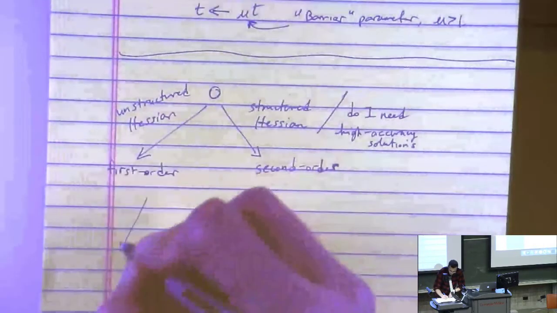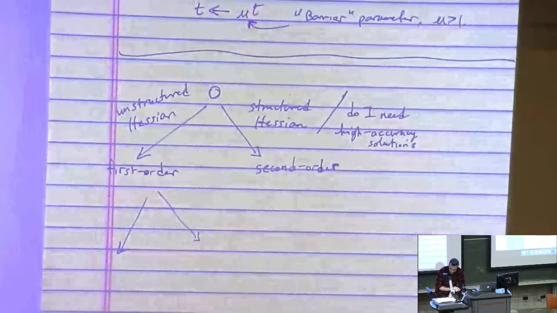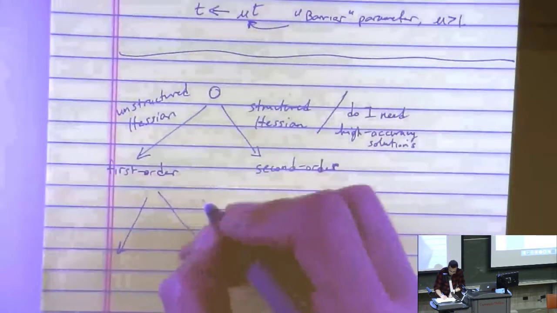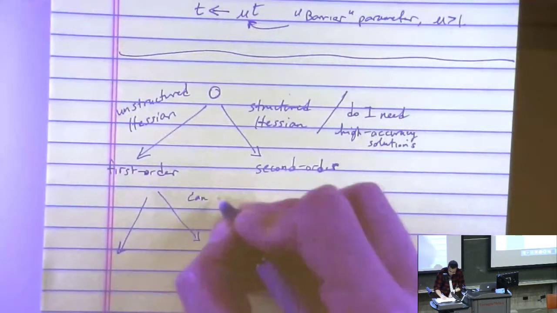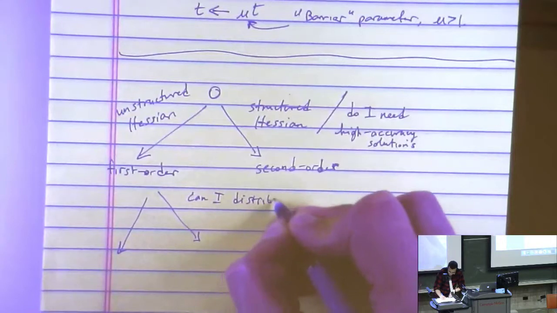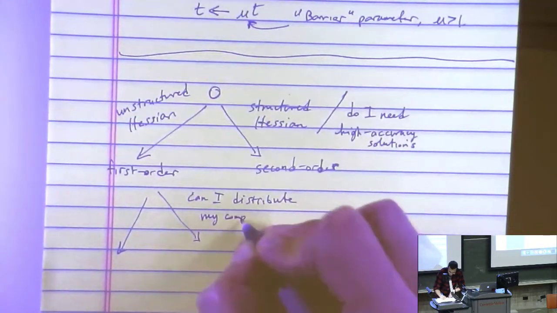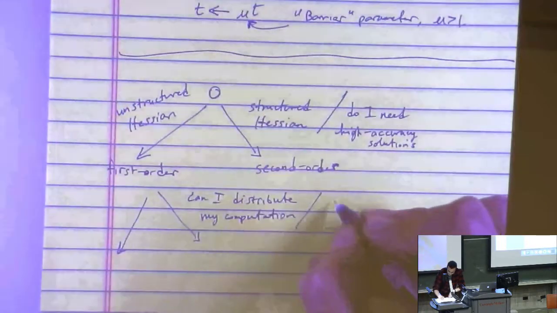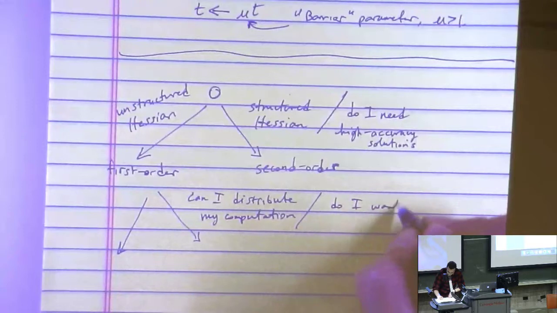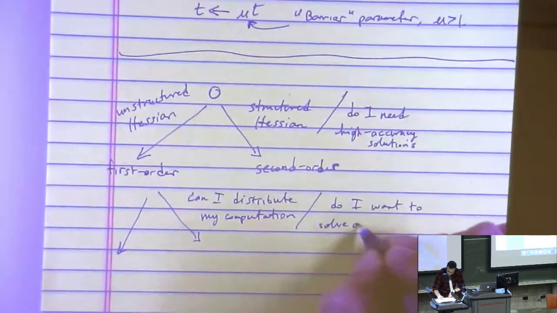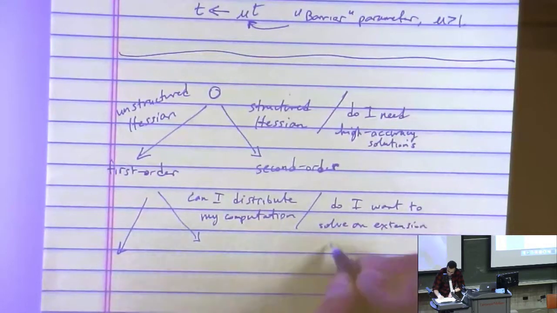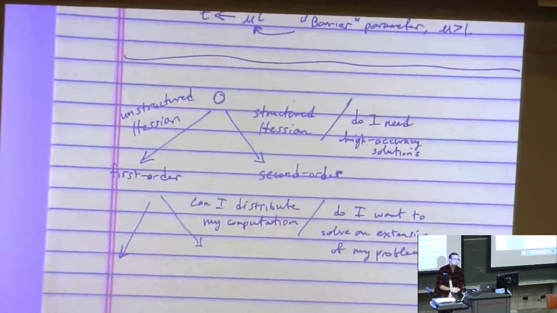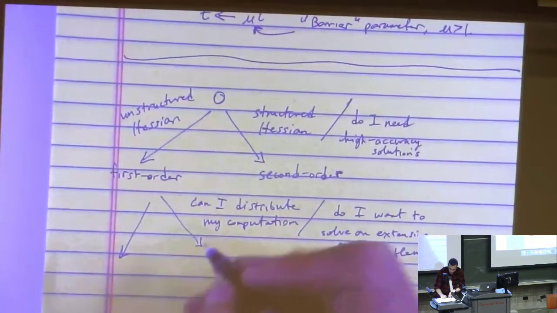So then you could ask yourself something like, some considerations that would lead me towards choosing ADMM is, for example, can I distribute my computation? Or another axis is, do I want to solve an extension of my problem? Meaning, let's suppose you solved your problem and then somebody said, it'd be a really good idea to add this to the criterion or to add this constraint. ADMM is very good at that.